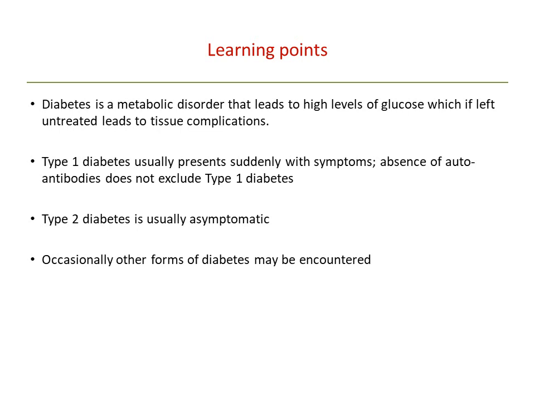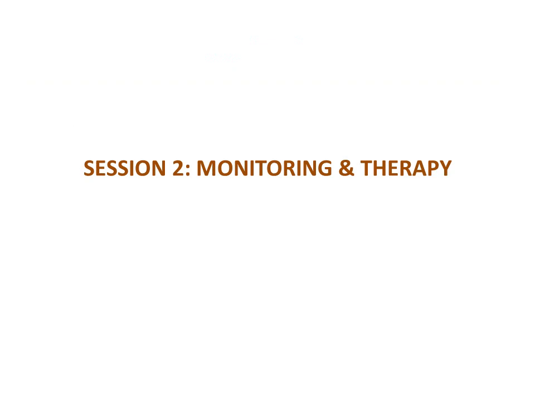In summary, diabetes mellitus is a metabolic disorder that leads to high levels of plasma glucose, which, if left untreated, leads to tissue complications over a period of time. Type 1 diabetes usually presents suddenly with symptoms, but the absence of autoantibodies does not exclude type 1 diabetes. Type 2 diabetes is usually asymptomatic at presentation and often associated with obesity or central adiposity. Occasionally, other forms of diabetes may be encountered, particularly the monogenic forms of diabetes, such as MODY. In the next section, I cover monitoring and therapy of diabetes.